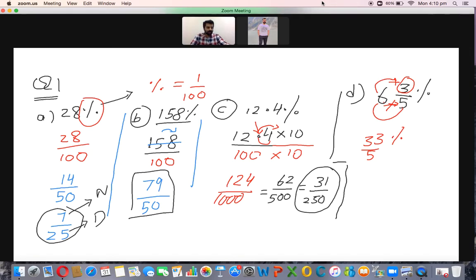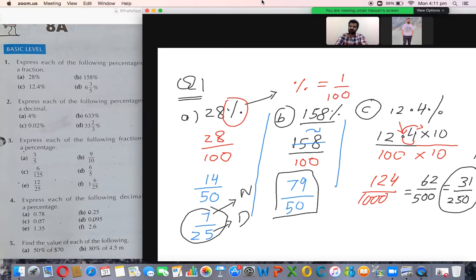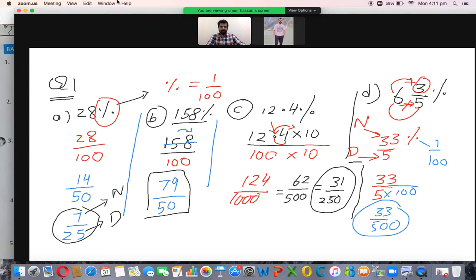Improper fraction is one in which the numerator is greater than the denominator. So upon further simplification, when we remove the percentage sign, we divide by 100. So 100 is in the denominator, because percentage is basically 1 over 100. This is 33 over 500. That is the result of the simplification or conversion of the percentage 6 whole 3 over 5 into a fraction. In its simplest form, you cannot simplify it further.